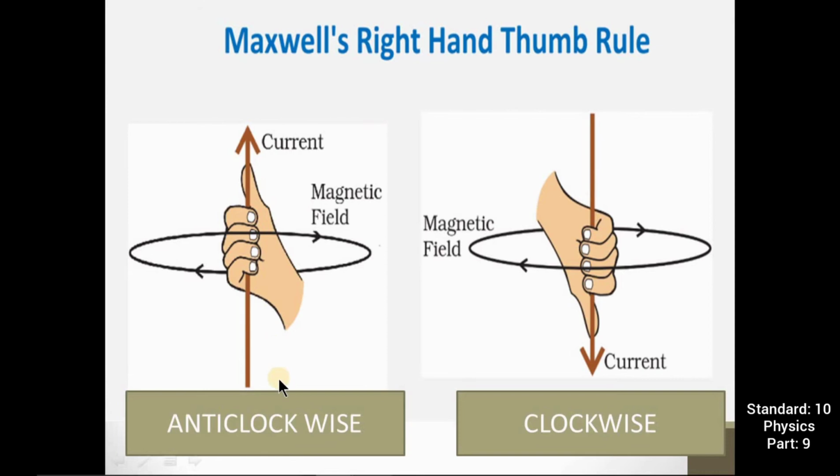When the current is flowing from south to north, the field is anti-clockwise. When the current is moving from north to south, that is downward, downward means clockwise movement of the magnetic field. Upward movement means anti-clockwise movement. Okay, note these two figures also. Upward movement of current means anti-clockwise magnetic field. Downward movement of current means clockwise magnetic field direction.